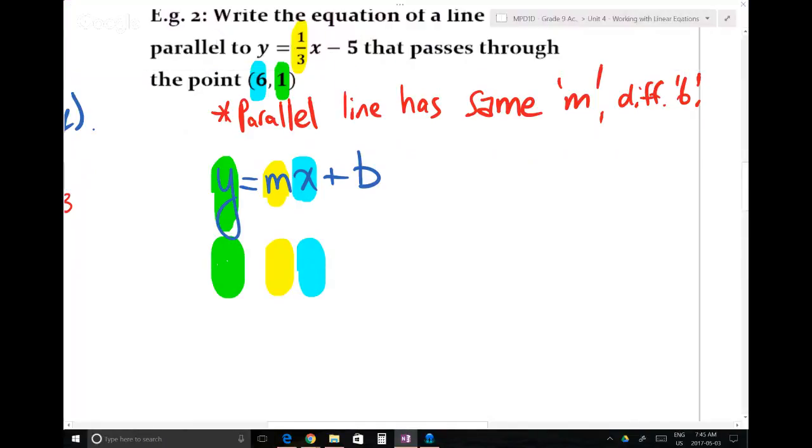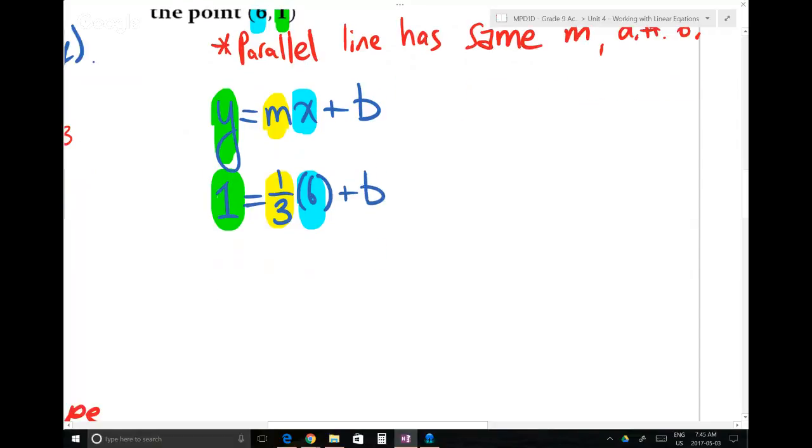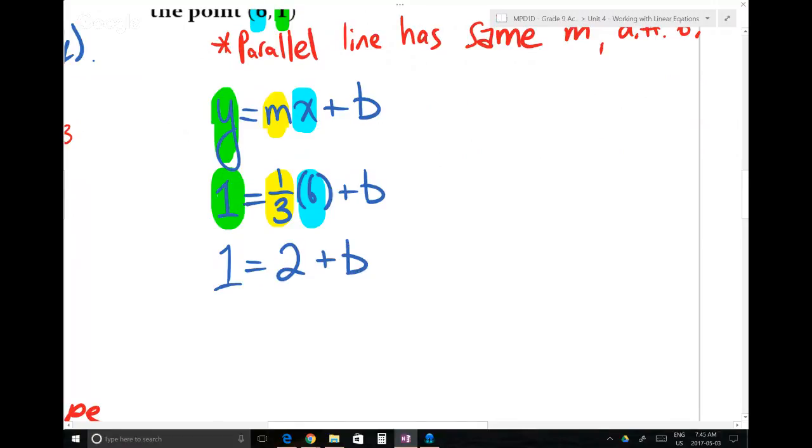So the only thing we're left with that we don't know in this equation is b. So let's put them in. We can say that y value of 1 is equal to the slope, which has to be a third. So it's going to be parallel to that original line. The x value in this case is 6. And then plus b. And now we can just solve this. What is 1/3 times 6? Well, maybe you can do it in your calculator. Maybe you can do it in your head. 1 times 6 is 6. Divided by 3 is 2. That's going to be 2 plus b, like that.